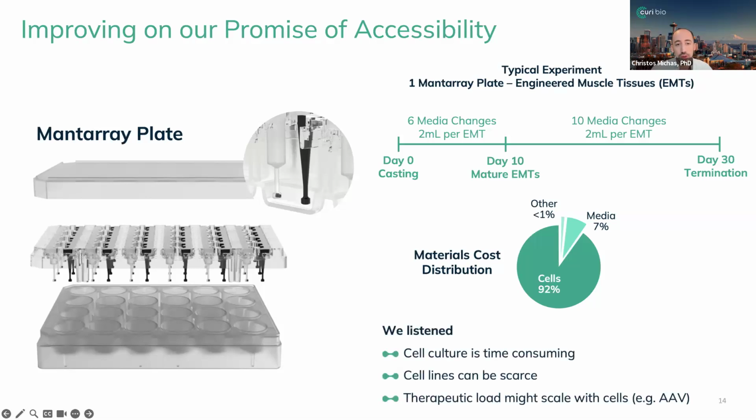And even if financial resources are not your constraint here, we asked you, and you did tell us, that cell culture can be time-consuming and you'd rather avoid it, that some cell lines are just not as available, such as primary cell lines. And then the other thing to note is that our platform is well suited for therapeutic modalities that are very complex, including viral therapeutics. And the thing with viral therapeutics is that their load scales linearly with cells. So all of these are incentives to reduce the number of cells in the tissue, or in other words, to reduce the size of the tissue.